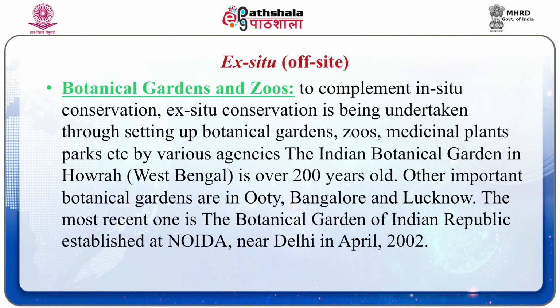Ex situ or off-site. First, botanical gardens and zoos. To complement in situ conservation, ex situ conservation is being undertaken through setting up botanical gardens, zoos, medicinal plants parks, etc. by various agencies. The Indian Botanical Garden in Howrah in West Bengal is over 200 years old. Other important botanical gardens are in Ooty, Bangalore, Lucknow and others. The most recent one is the Botanical Garden of Indian Republic established at Noida near Delhi in April 2002.